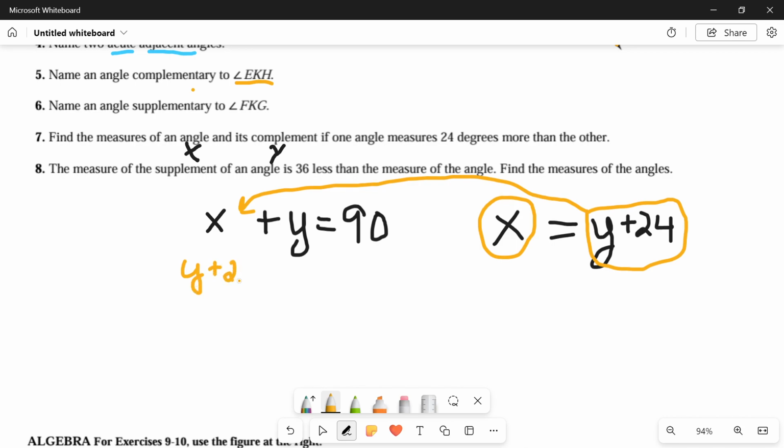plus 24 plus Y equals 90. Okay, and then using a little algebra skills, I have 2Y's, so I call that 2Y. Boy, that's ugly. 2Y's plus the 24 equals 90. Well, if I subtract the 24 from both sides, then 2Y equals 66. And then that would mean 1Y if I divide by 2.